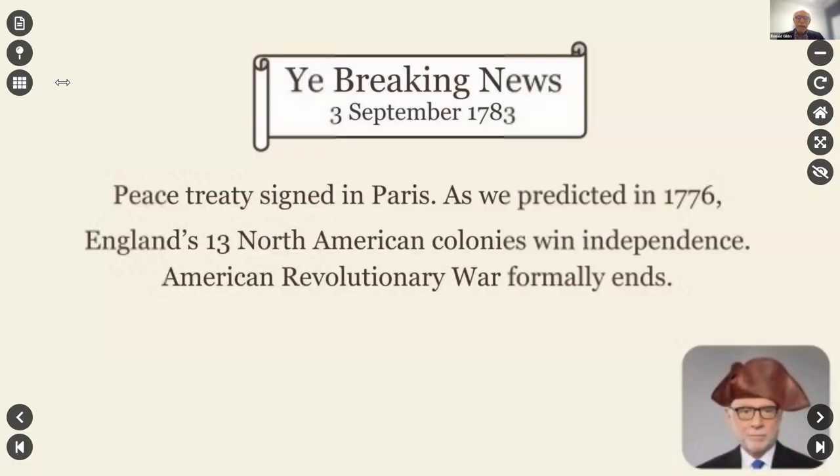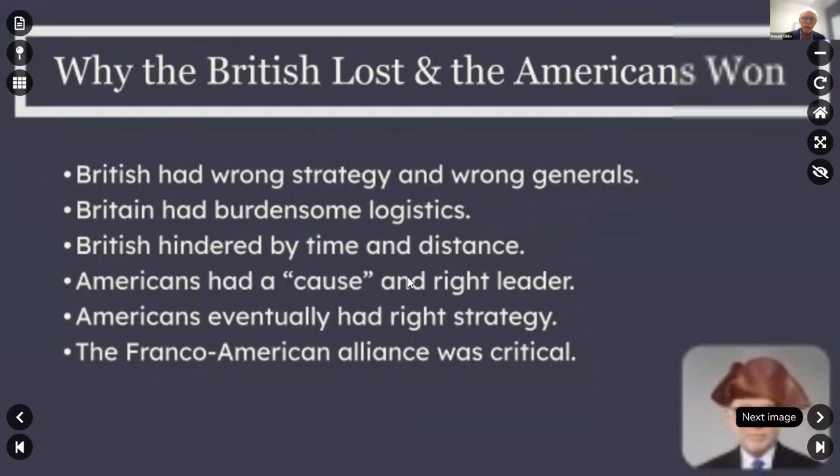And the treaty is signed in Paris, and now CNN says, as we predicted in 1776, England's 13 North American colonies win independence and the American Revolutionary War formally ends. Next slide. So why is it that the British, with all their advantages at the beginning, lost and the Americans won? Well, the British had the wrong strategy and they had the wrong generals.